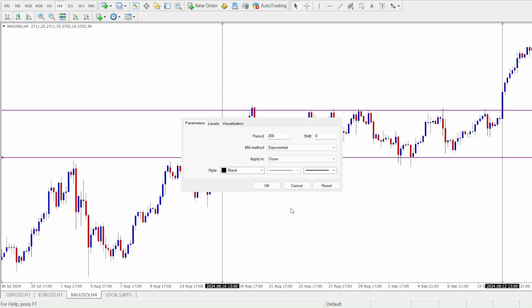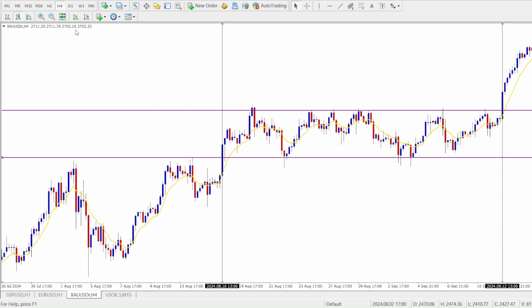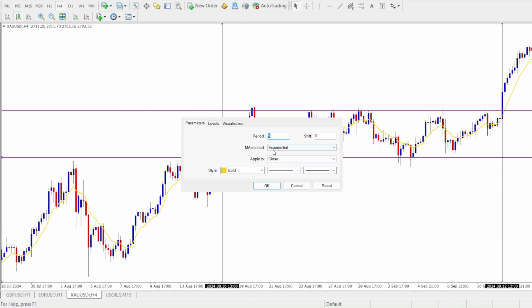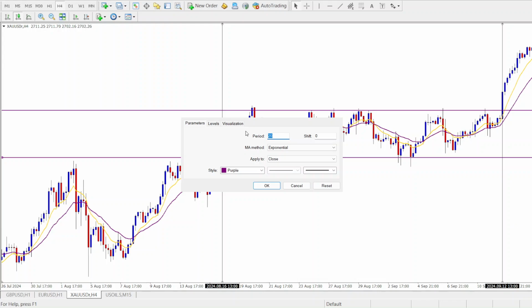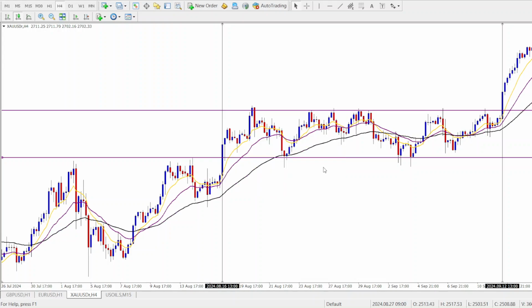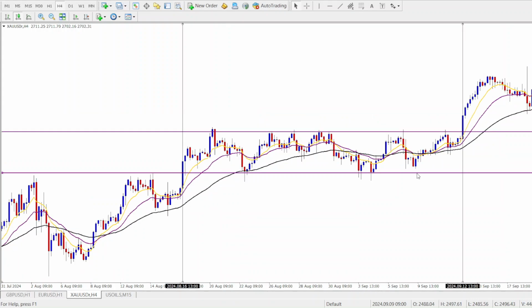So I'm just going to add them to our chart. Let me add the 9 EMA first, and then I'm going to add the 20 EMA, and then the 50 EMA. We are using these for confirmation. Now, when you have flat moving averages in consolidation, moving averages like the 9, 20, or 50, they flatten out, indicating the lack of a clear trend.